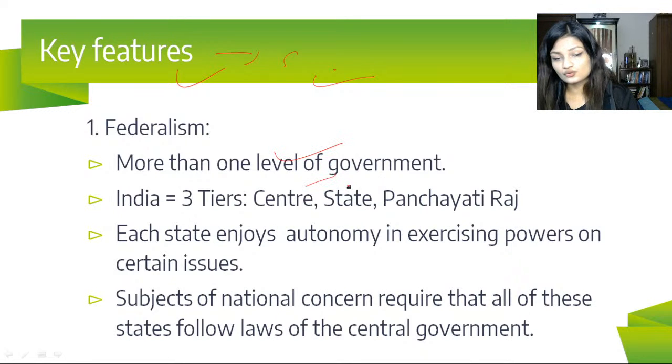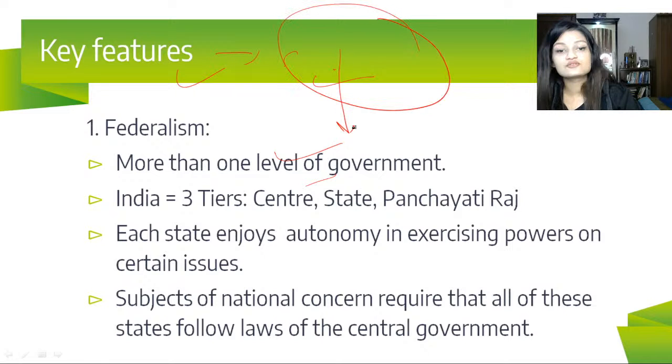And from that challenging situation, we had to transform into a united, strong, democratic society. So, how could we do it? We could only do it if there were certain features that we inculcated in our constitution. So, these are the key features. The first one is going to be federalism.